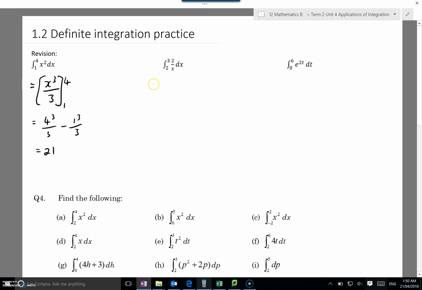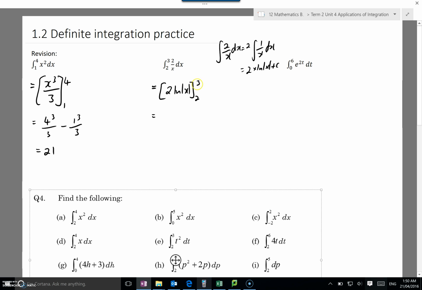Okay, question 2, you need to remember some of our integration techniques. I'm trying to integrate 2 on x. I will remember that I can move this 2 out to the front, and I know the integral of 1 on x is natural log of x plus c. So integrating here, in a definite sense, it'll be 2 natural log of x between 2 and 3.